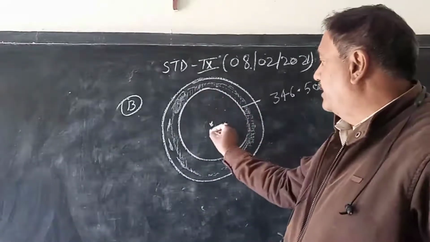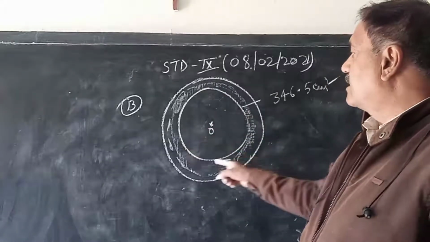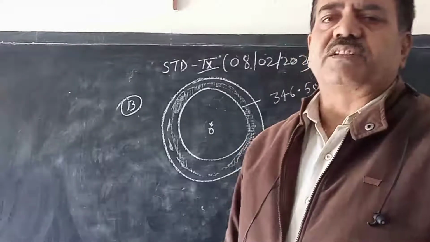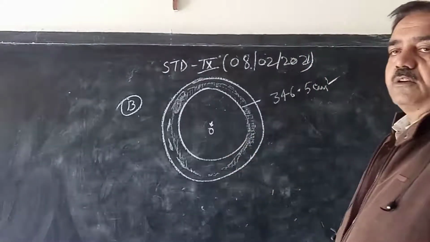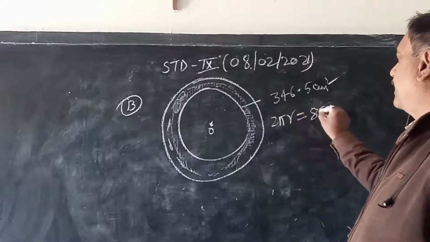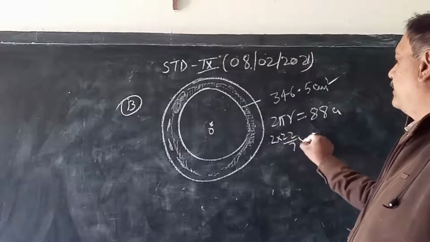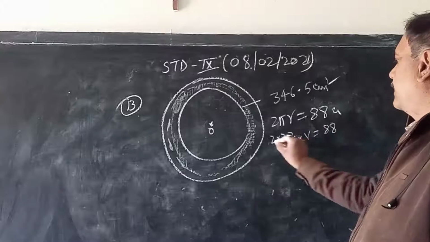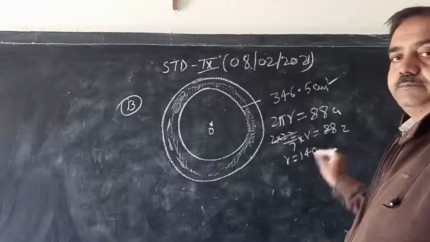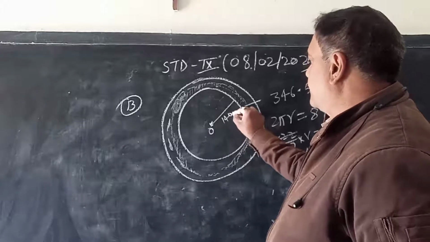So this is the inner circle with radius r, center O here. From the circumference we can find out the radius of the circle. What is the formula of the circumference of the circle? 2 pi r, and that is given as 88 centimeters. So 2 into 22 by 7 into r is equal to 88. This will cancel. r is equal to 14 centimeter. So the inner circle radius is 14 centimeter.